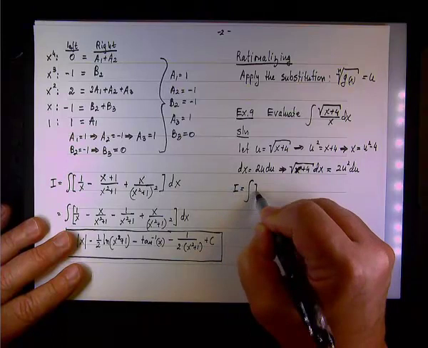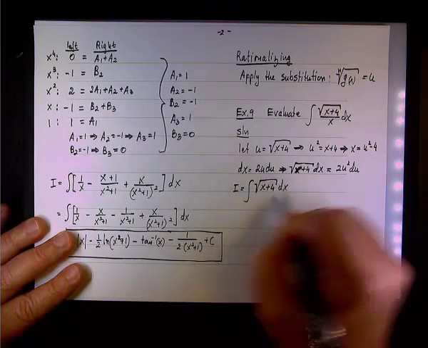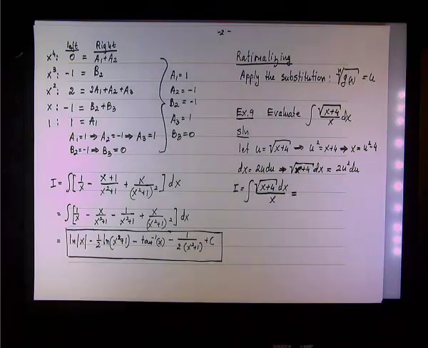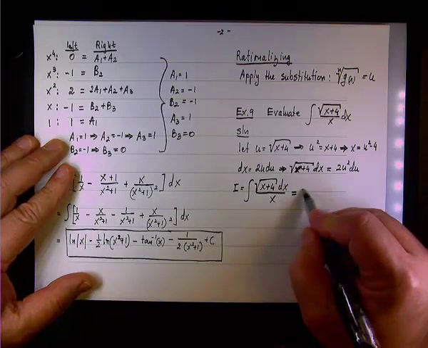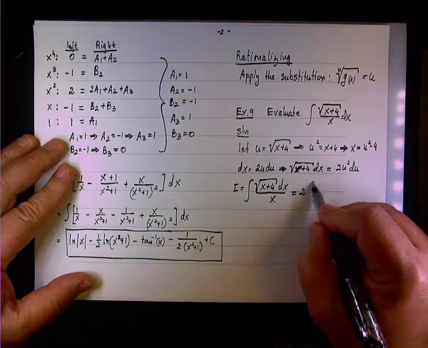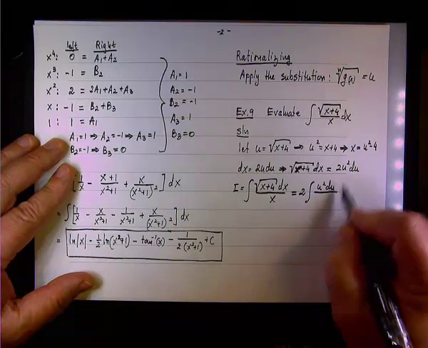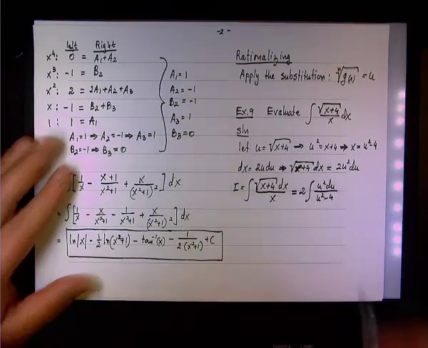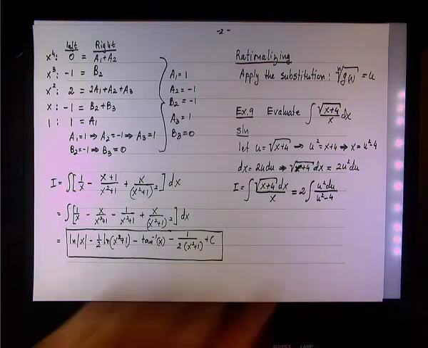So now the integral, the one we started with, the square root of x plus 4 dx over x, looks like this. The same bride with a different dress. We have the 2, so let's yank it out. The numerator will be u squared du, and the denominator will be u squared minus 4.